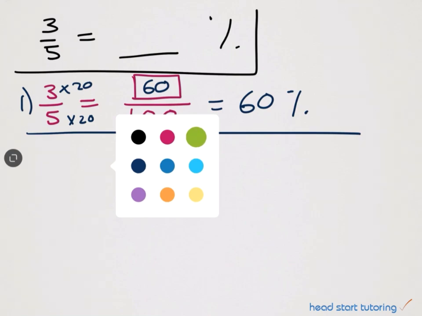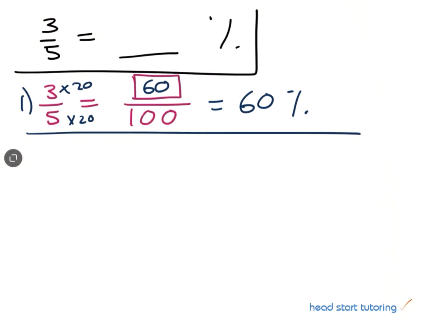You just convert your fraction, any fraction, into an equivalent fraction out of 100, and then your numerator will be your percentage. But with some fractions, we cannot get the denominator into 10, 100, or 1,000 easily, so therefore it's better to use one of the other methods.